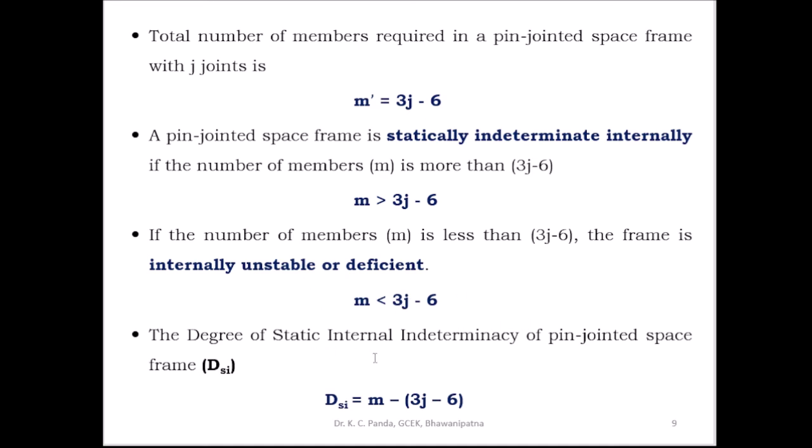The degree of static internal indeterminacy of a pin jointed space frame can be found out using this equation: DSI is equal to M minus (3J minus 6).